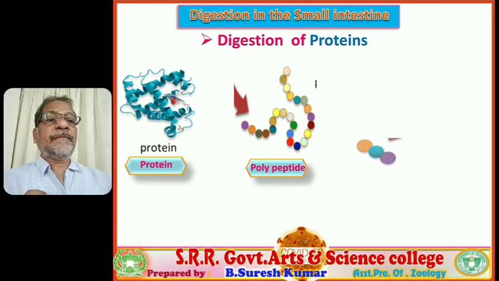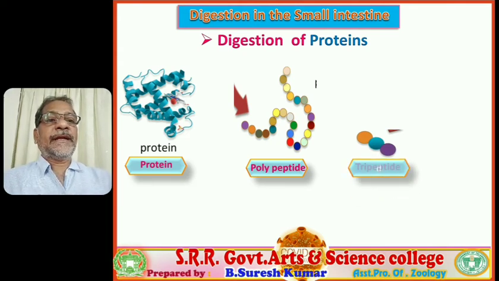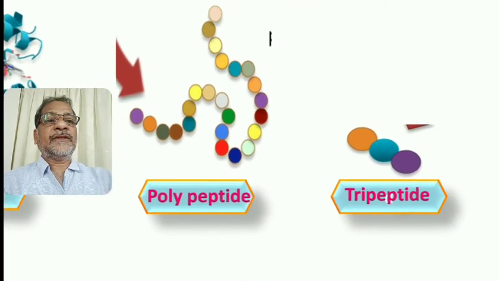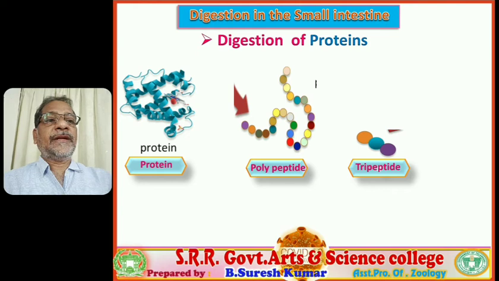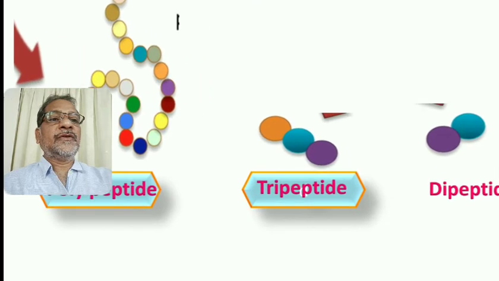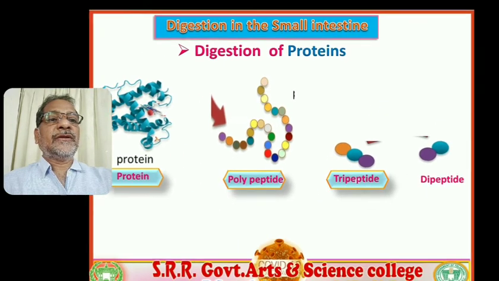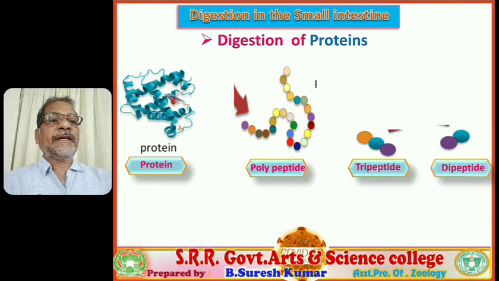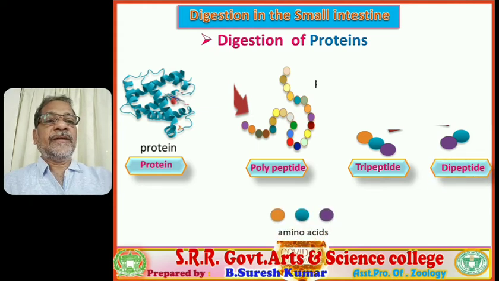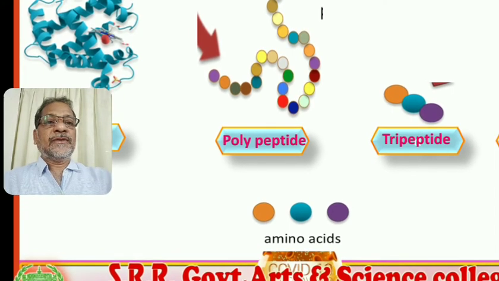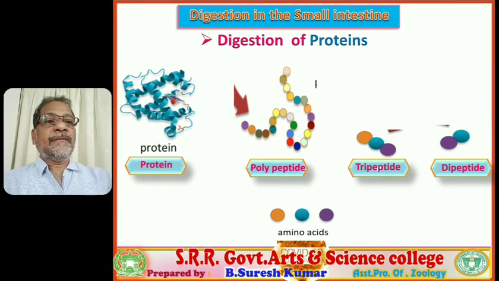Next, the polypeptide is digested and produces tripeptide like this. Only three amino acids are present in a tripeptide, and the tripeptide is digested to produce dipeptide, which includes only two amino acids. You observe the visual. Dipeptide. Next, the dipeptide is digested and ultimately produces amino acids. In that way, the protein molecule is digested and ultimately produces amino acids sequentially.